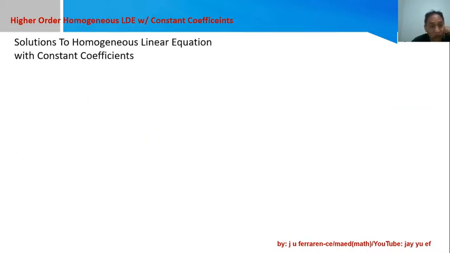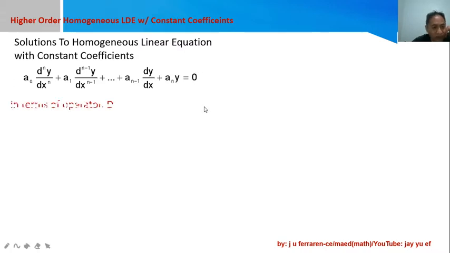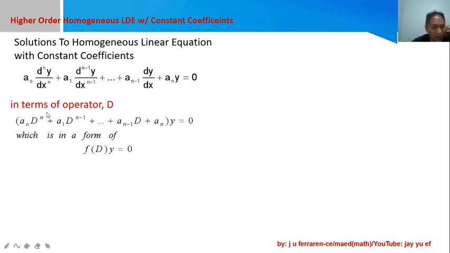Now, we have solutions to homogeneous linear equations with constant coefficients, homogeneous in the sense that the right-hand side is 0. In terms of an operator D, we can write our equation this way. We just change the d/dx form to D. That is how the equation will be written. It looks like a function in D applied to y, so a function expressed in terms of the operator D applied to the function y, equated to 0.